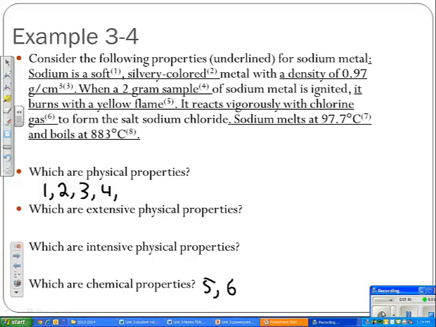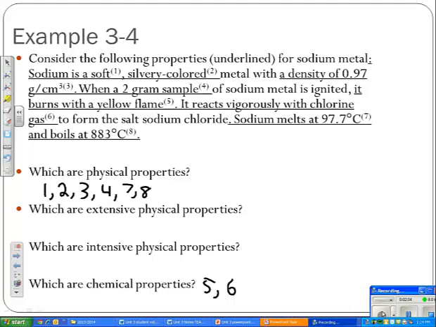So it forms sodium chloride, great. Then it has a melting point of 97.7 and a boiling point of 833. It's a high boiling point. Since we're boiling and melting, it's still sodium, so those are definitely still physical properties. So 7 and 8. So most of those are physical properties, just general observations about the piece of matter or the sample that they have been given.